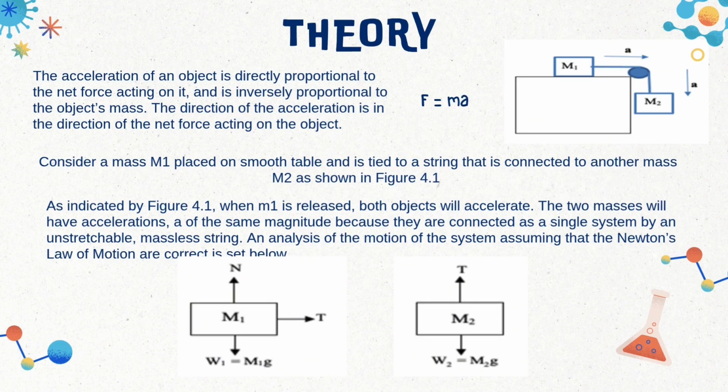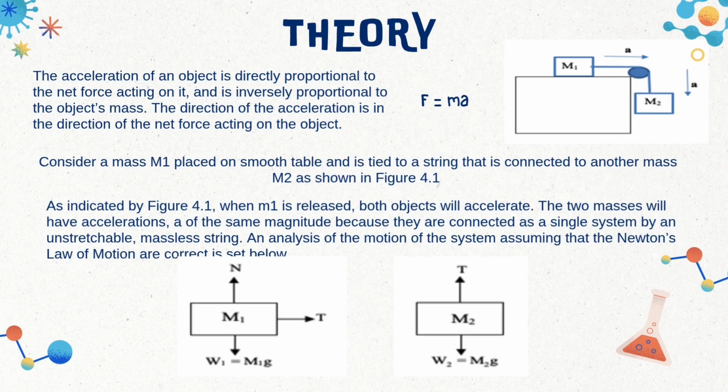For the theory of linear motion, the acceleration of an object is directly proportional to the net force acting on it, and is inversely proportional to the object's mass. The direction of the acceleration is in the direction of the net force acting on the object. As you can see, the formula is F equal to ma.